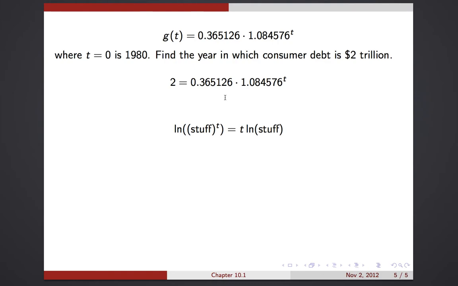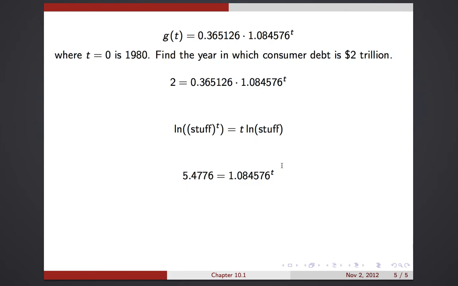So essentially all I'm saying is I want this 1.0845 to the t. I want that by itself. Because if this is by itself, then everything is raised to the t power. So the first thing I'll do is just divide that 0.3651 over. And my calculator tells me that 2 divided by 0.365, etc. is 5.4776. Okay, so you want to make sure you do this. You don't want to start by taking log of both sides. You want to divide this coefficient over first because it's not raised to the t power.